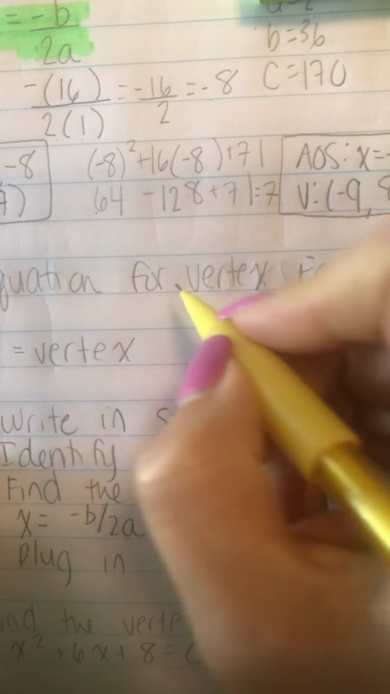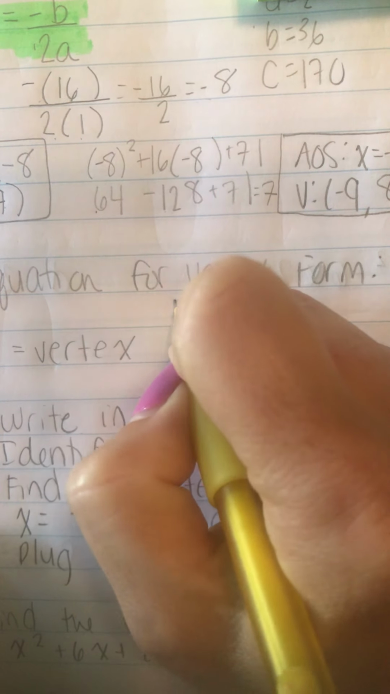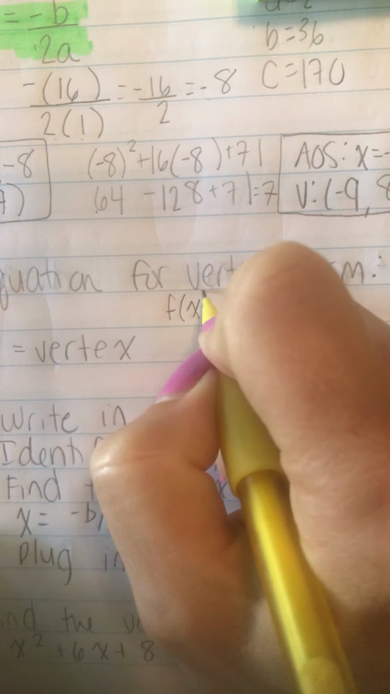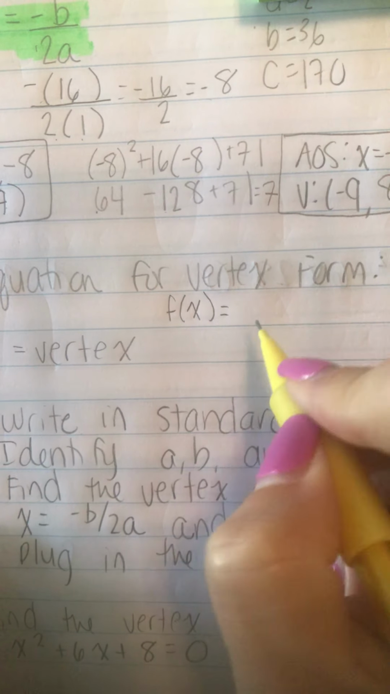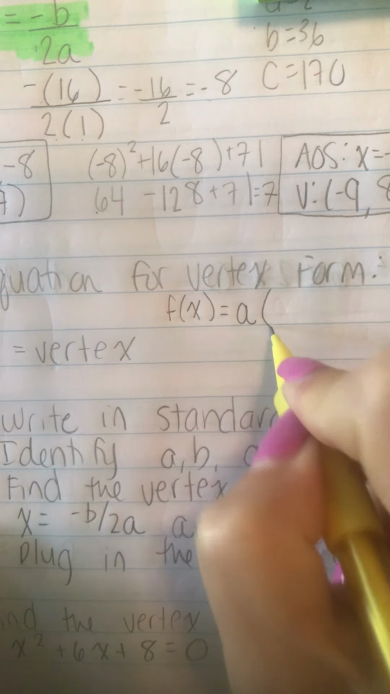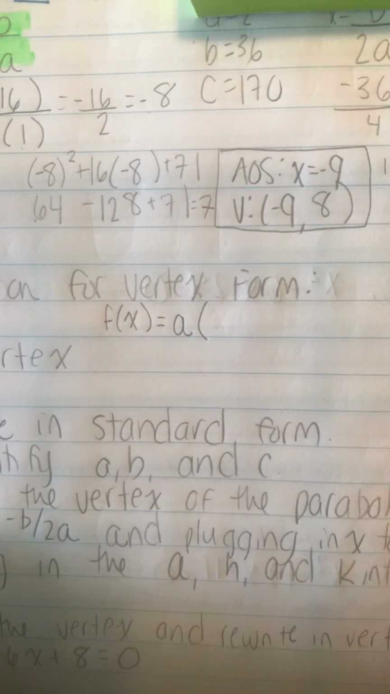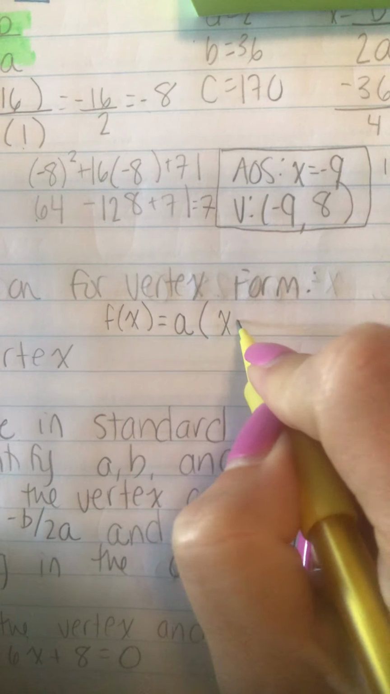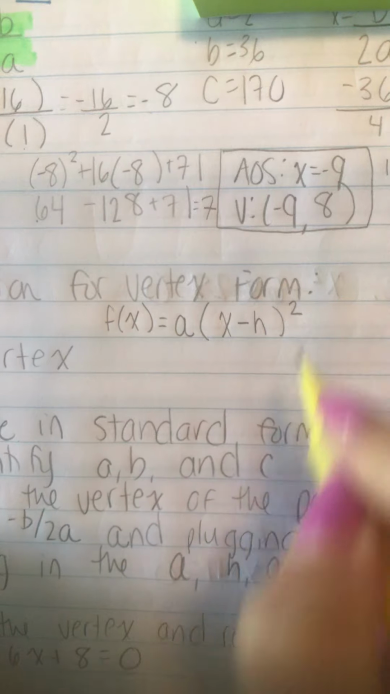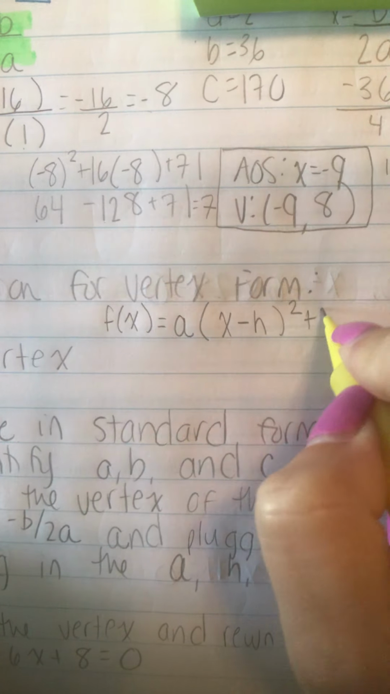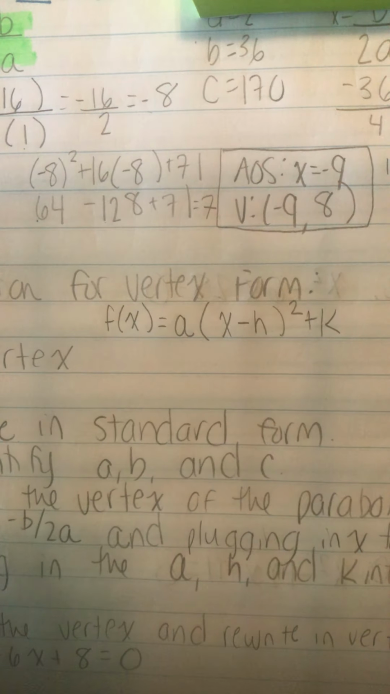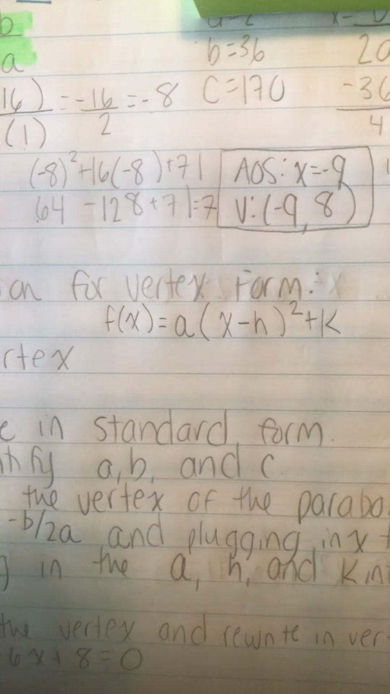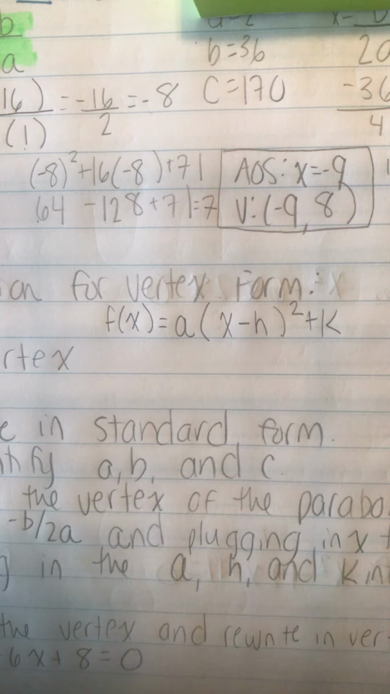So the equation for vertex form starts with f of x equals a, parentheses, x minus h squared plus k. So this is the new formula called vertex form.